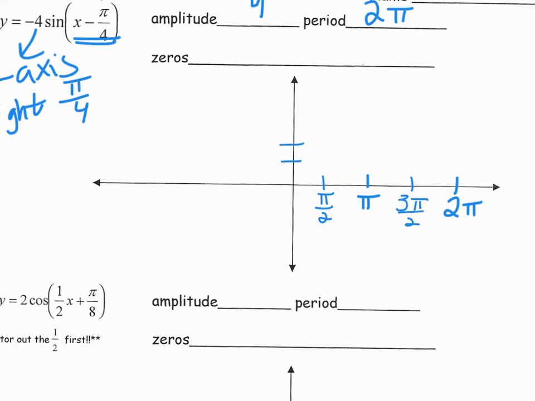My amplitude is 4, so that means I'm going to be up here at 4, down here at negative 4. It's upside down because of the negative, so let's start like this. So this blue thing that I've just drawn in is everything except the right-hand movement. So this is negative 4 sine x.